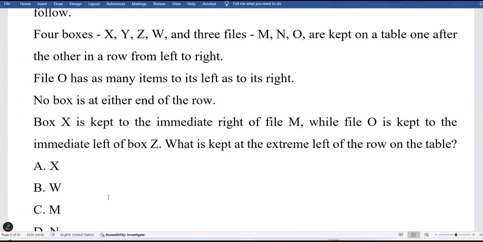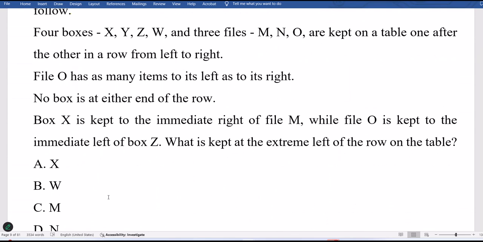And this one: four books and three files, we need seven slots. File O has as many items to its left as to its right. So O is in the middle. Total seven slots are there. As many to the right, as many to the left, means O is in the middle. No boxes at either end of the row. Fine. X is kept immediately right of M, while file O is kept immediately left of Z. O gone, Z gone.